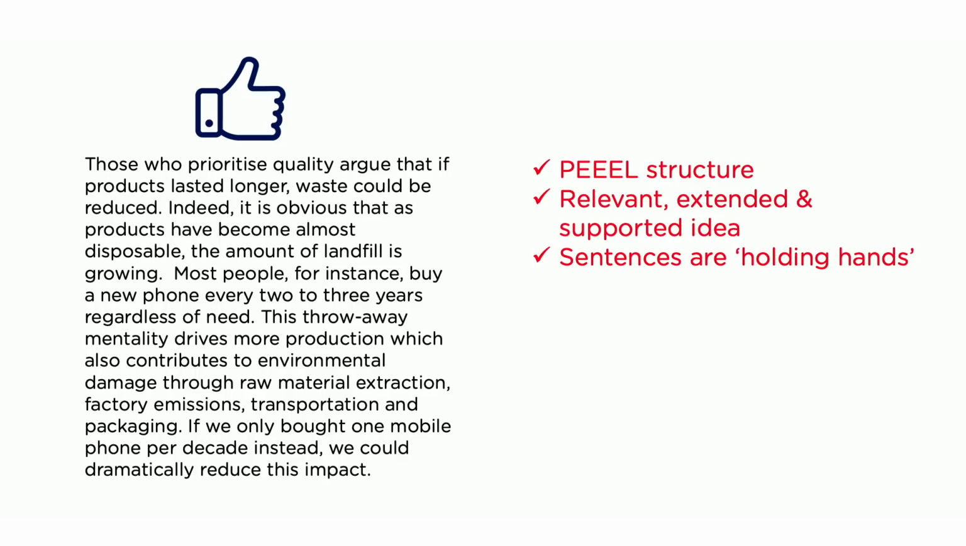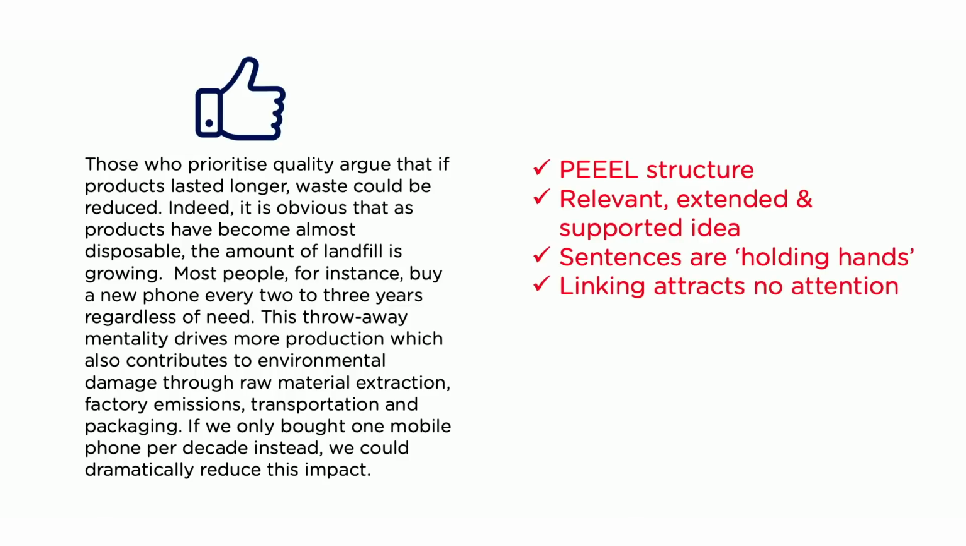Next paragraph should be holding hands again. Most people, for instance, this is my linking word here, or my linking expression. For instance, I'm giving an example of what I mentioned in the sentence before. How about the next sentence from here? What's the connection? How are they holding hands? This throwaway mentality. This throwaway mentality refers to something I mentioned in the sentence before, and so on. So notice that each sentence is connected to each other. They're not just sitting out there all by themselves.